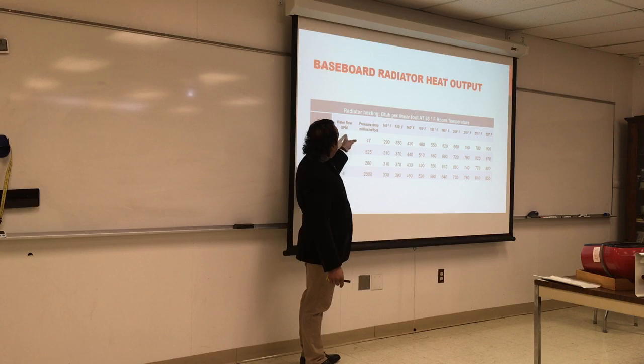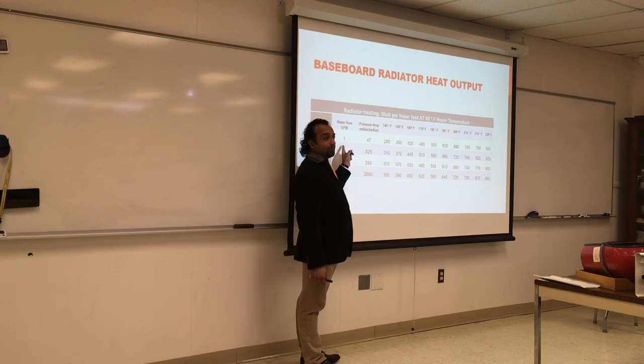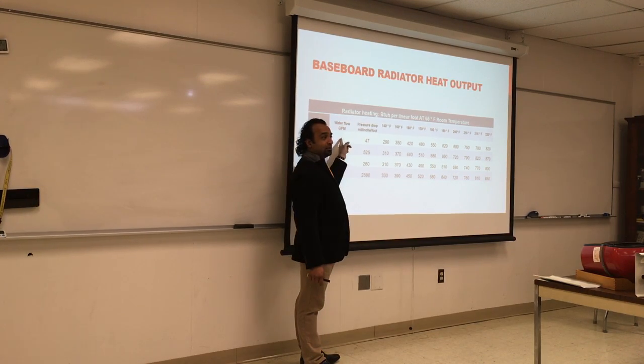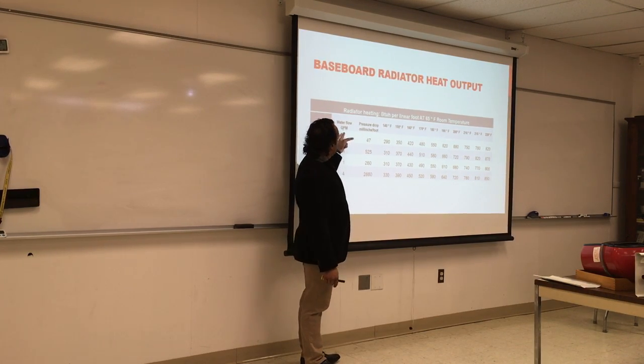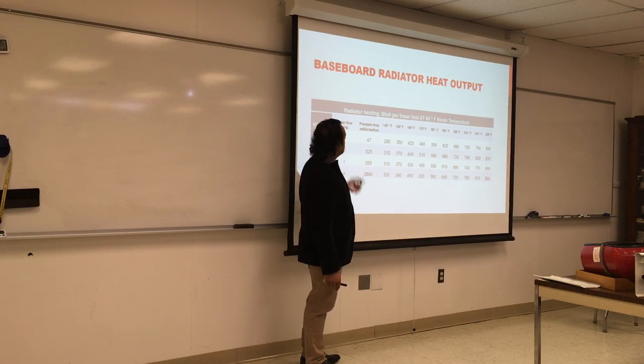The first criterion is the water flow in GPM. One is the minimum and 4 is the maximum. It has to be between those two. If it's faster, it's not going to function properly. If it's slower, it's not going to drop the proper temperature anymore.